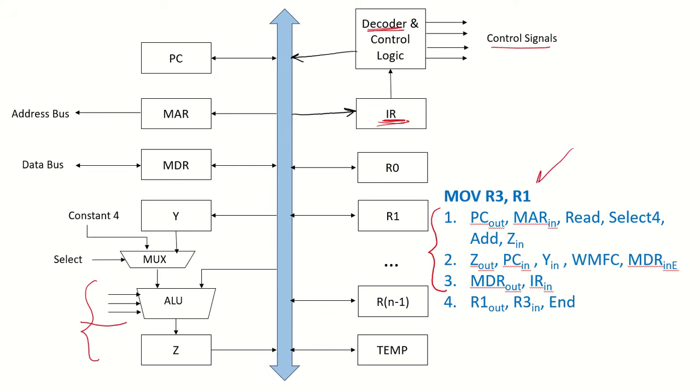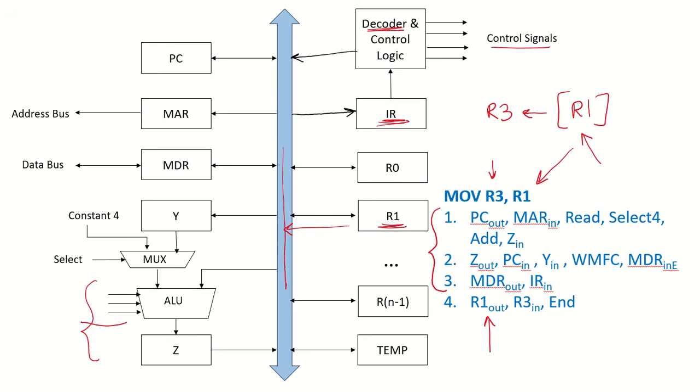So let's consider this data transfer instruction Move R3, R1. So we are assuming that this is the destination. So this means that the contents of R1 have to be moved to register R3. Now for this, we know that the control signal for R1 has to be enabled. That means the R1 out signal has to be set. This will allow the contents of R1 to be put onto this internal bus.